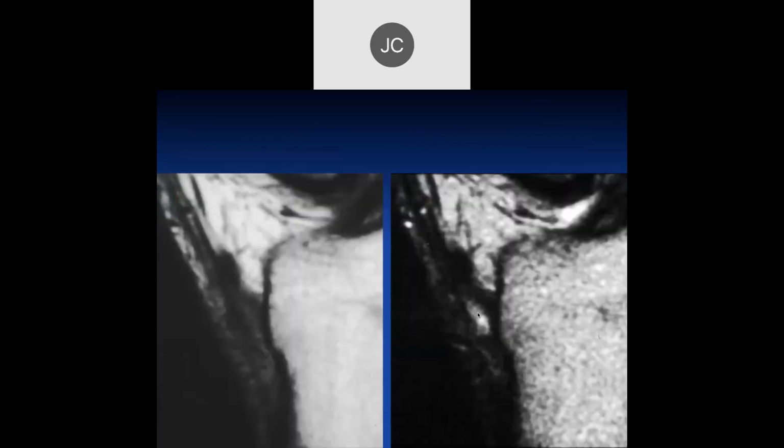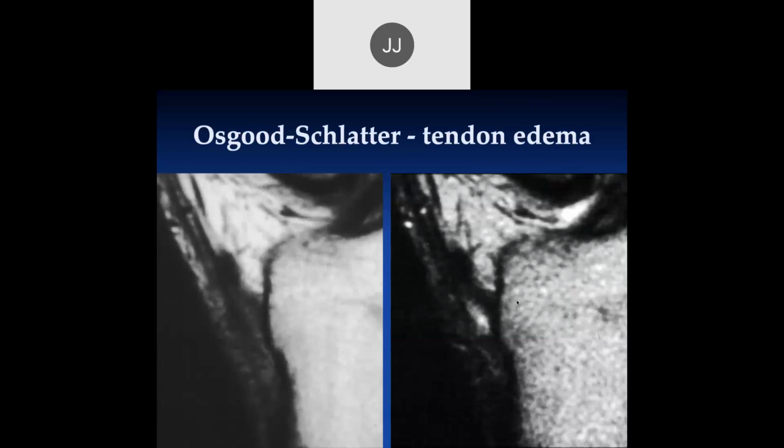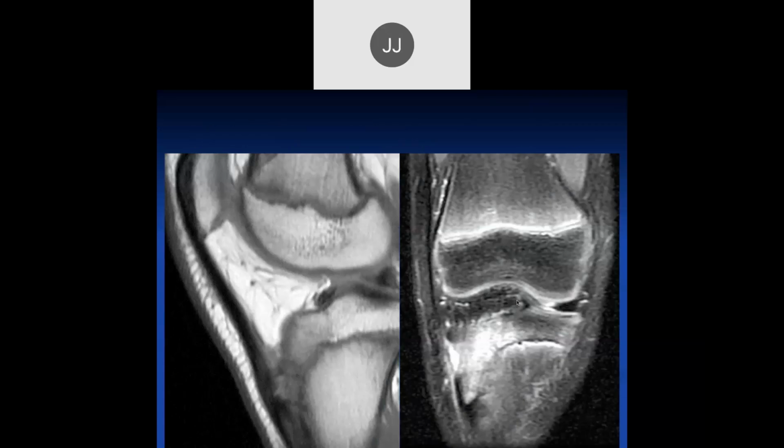Okay, where's the tubercle, John? This is the tubercle right here. Not very prominent. Not much of a tubercle. Right. Okay, Greg? So we have sagittal and coronal images. Looks like there's increased signal within the distal patellar tendon at the tibial insertion. Well, most of this edema is not in the tendon, right? It's in the bone.